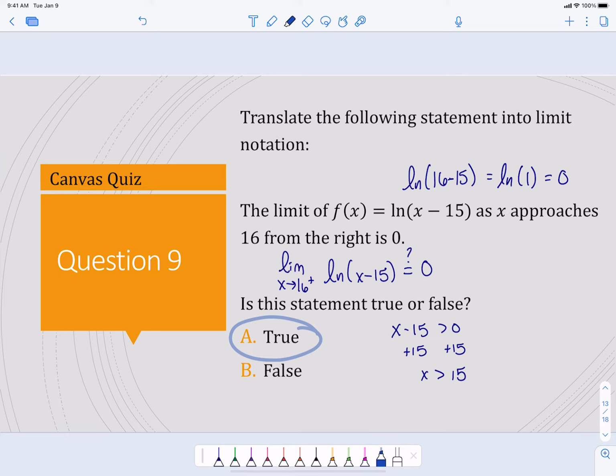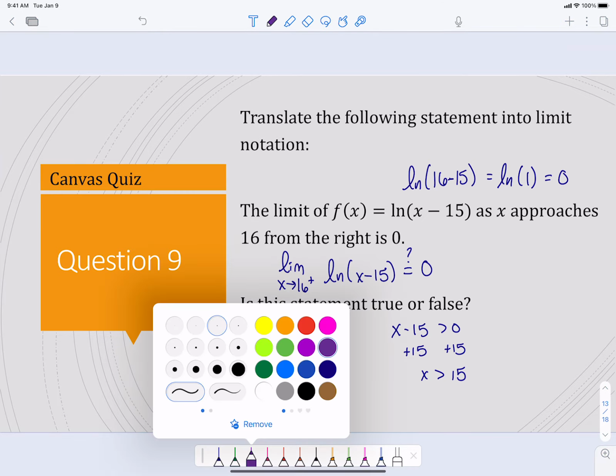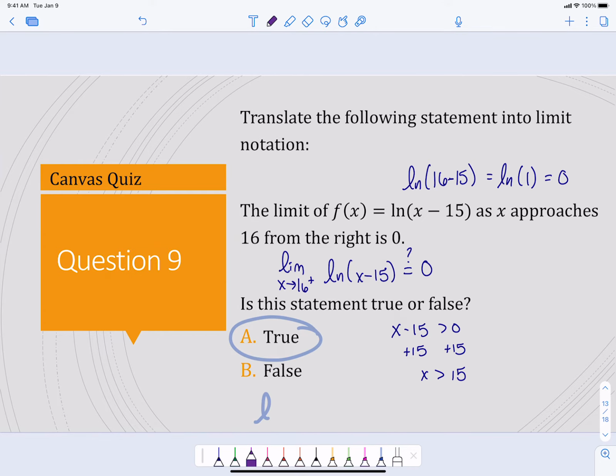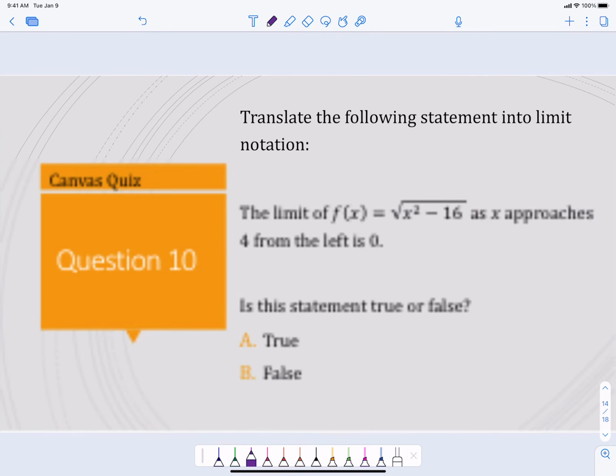So we could also say that the limit, sorry, my iPad got a little crazy there for a second. The limit as x goes to 15 from the right-hand side of the natural log of x minus 15, we could say that that goes to negative infinity. Again, that doesn't exist, but we could talk about how it doesn't exist because that's one of those places where we have an asymptote. So let's take a look at the next one.